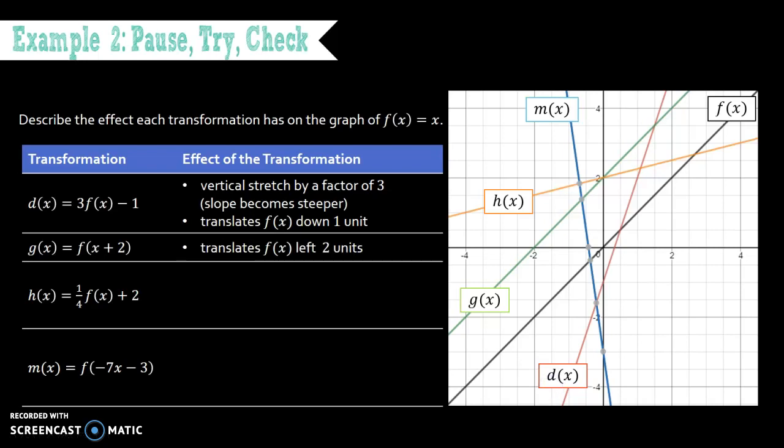G of x only had 1 change. I had this plus 2 in the parentheses. That's the only thing that's different from my original function. That's going to be shifting it to the left 2 units.